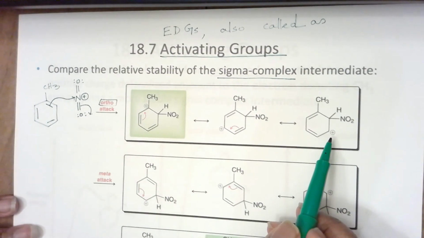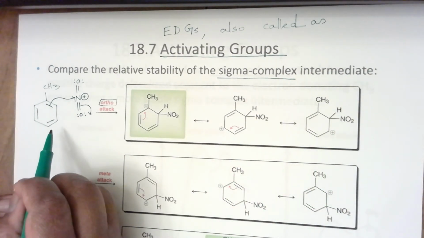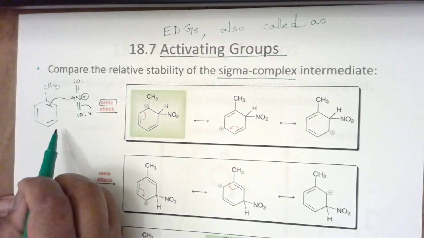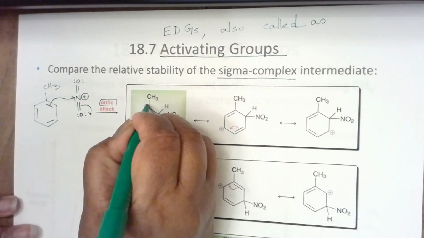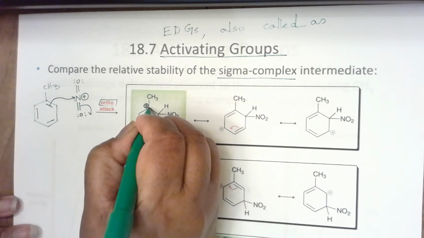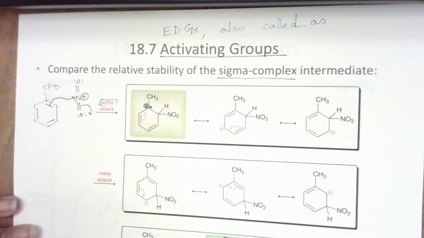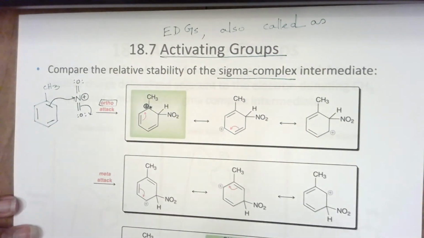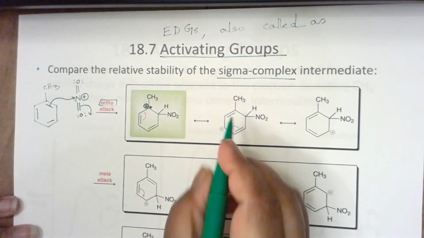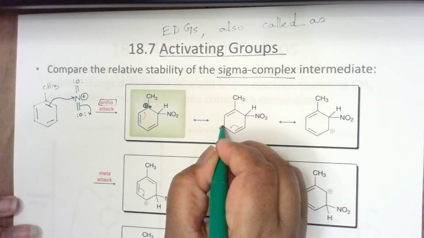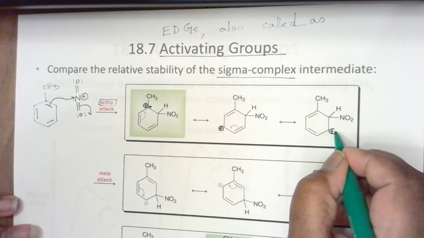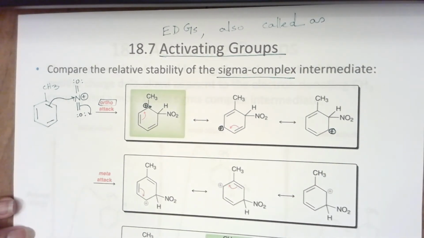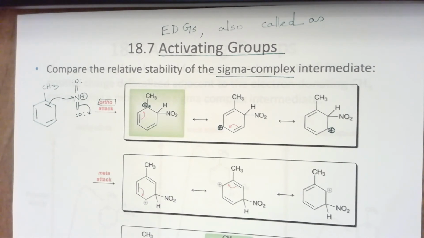You should be able to draw these, but if you look closely, the positive charge is at this position. See that? And then in the next structure, the positive charge is here, and then here. All right. So you're able to draw 3 resonance structures.